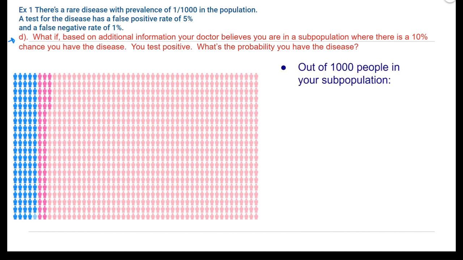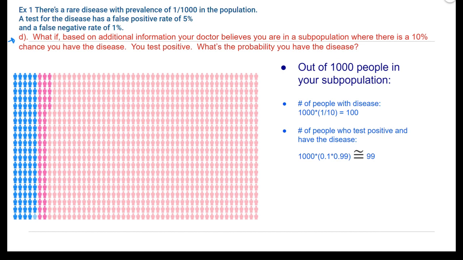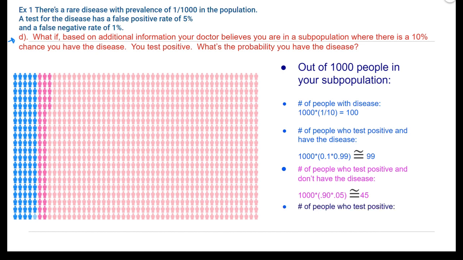Okay, so now, out of my 1,000 people, 100 of them actually have the disease. So those are my blue people. Number of people who test positive and have the disease, 99 out of 100. Number of people who test positive and don't have the disease, 45. So those are my dark pink people. And therefore, number of people who test positive altogether, 99 plus 45. So that's my dark blue plus the dark pink in the picture.